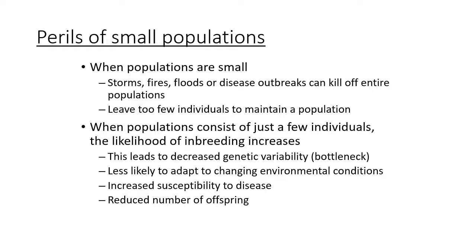And when populations consist of just a few individuals, the likelihood of inbreeding increases. So this can create a genetic bottleneck, which is decreased genetic variability. This can mean that they are less likely to adapt to environmental conditions changing, have increased susceptibility to disease, and a reduced number of offspring. The more inbreeding, the more likely offspring will not be able to survive either birth or even pregnancy.